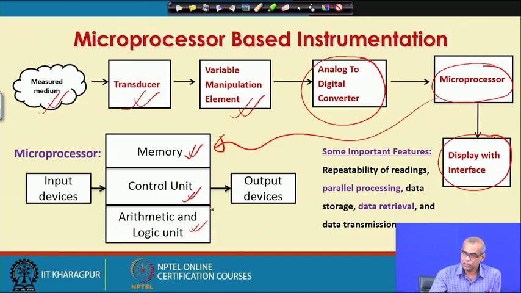Some important features of microprocessor based instruments: repeatability of readings, parallel processing, data storage, data retrieval and data transmission. So, these operations are much easier for microprocessor based instruments.